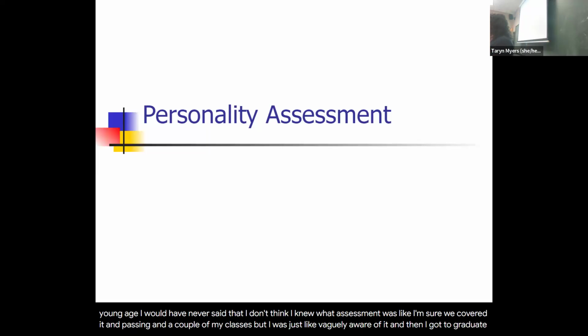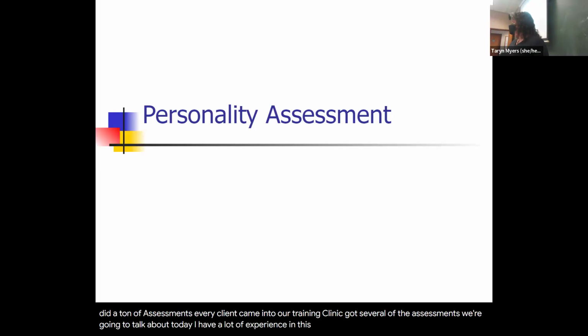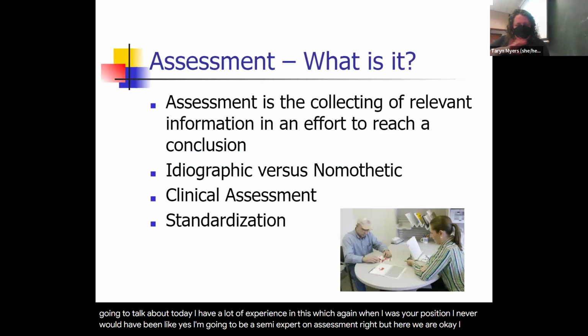And then I got to graduate school and I went to Kent State University. And I did not know when I applied there that Kent State is consistently ranked in the top 3 for research and teaching of assessment in the country. So I learned a lot of assessments. I took 3 courses on assessment my first year, additional courses the following year. We did a ton of assessments. Every client who came into our training clinic got several of the assessments we're going to talk about today. I have a lot of experience in this, which again, when I was in your position, I never would have been like, yes, I'm going to be a semi-expert on assessment, right? But here we are. Okay, I just put that in there to remind myself.